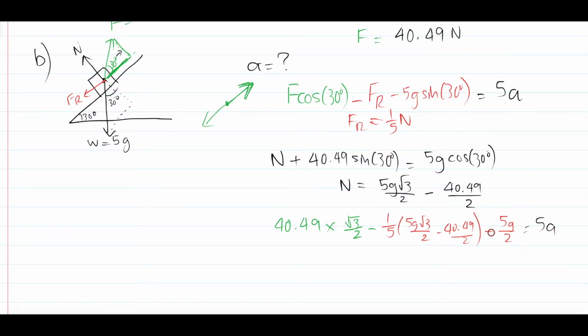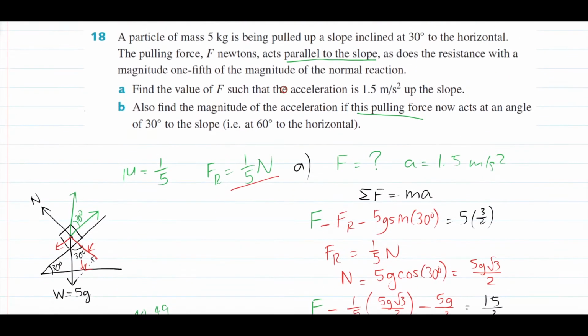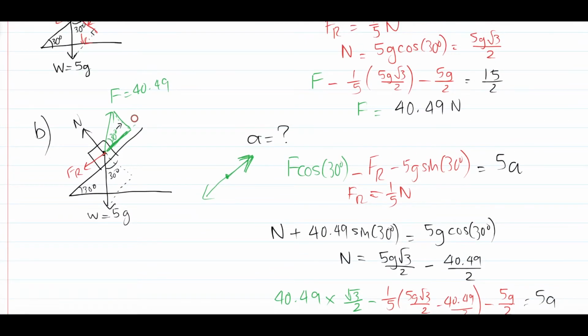To solve for a, you divide everything on the left hand side by 5, and your acceleration should be, in this case, 1.22 meters per second squared. So that's how you do question 18. For part B, your force is not parallel to the slope anymore, it's going 30 degrees to the slope. So that means your normal force isn't just by itself, it also has the upward force, and added to that should equal this downwards force. And that's it. So the difference here is your normal is a bit different, so friction is different as well.